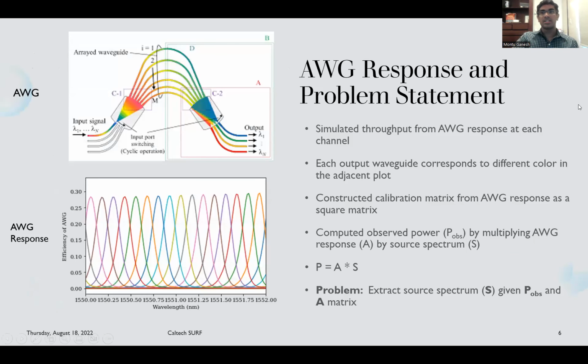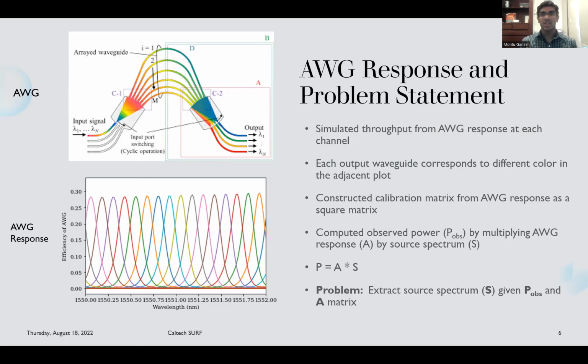So what we dealt with was simulating the AWG response. We simulated the throughput from the AWG response at each channel. To better explain what we mean here, take a look at the graph at the lower left. If you look at the upper left, you have an output spectrum, and each output wavelength is at each output waveguide. Each output waveguide corresponds to a different color in the plot shown below. Each peak corresponds to the AWG response at each output waveguide, and we simulated the throughput of each AWG response.